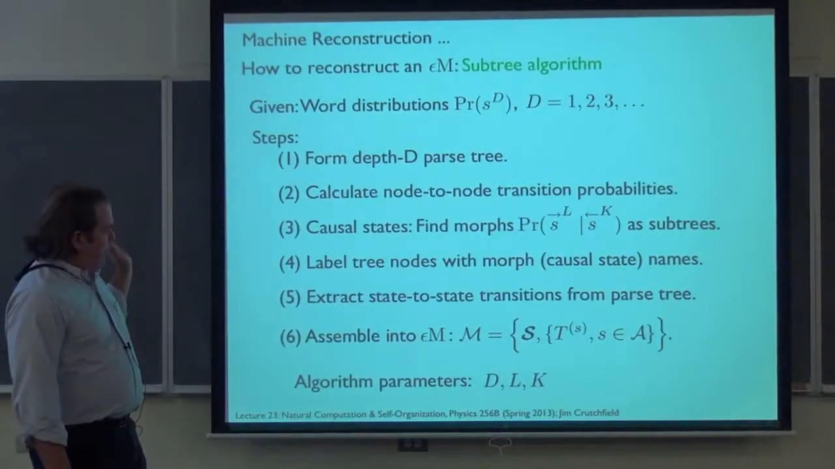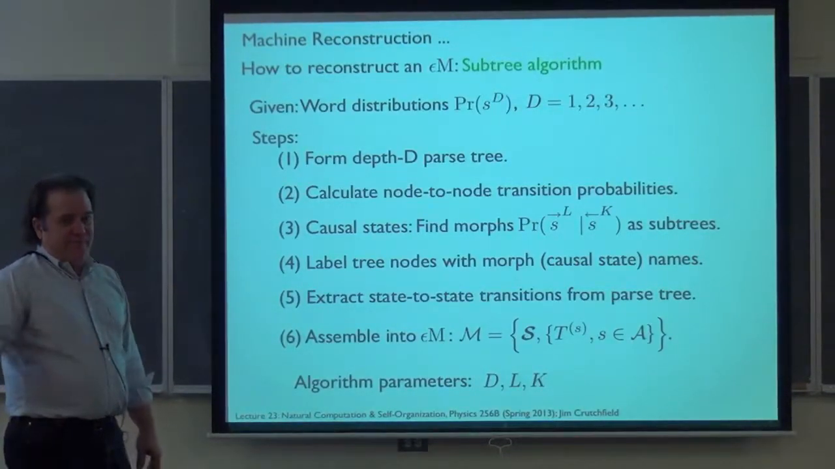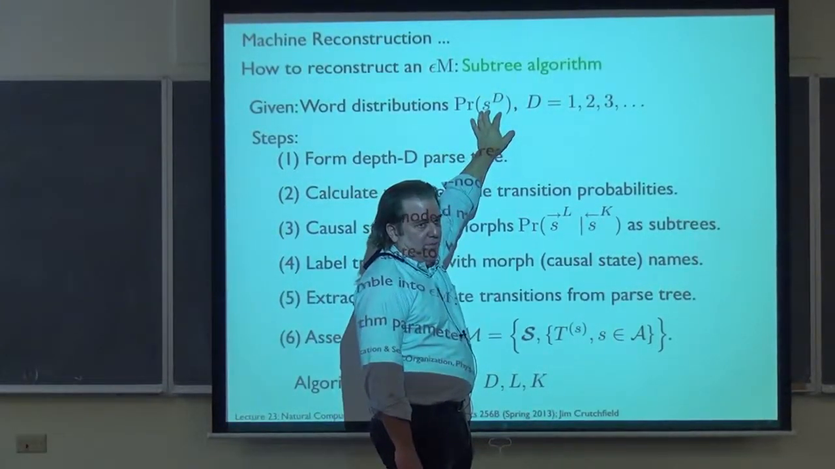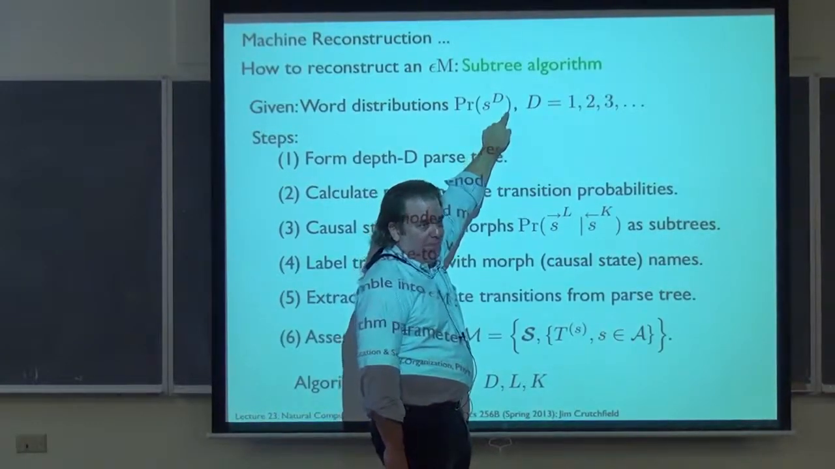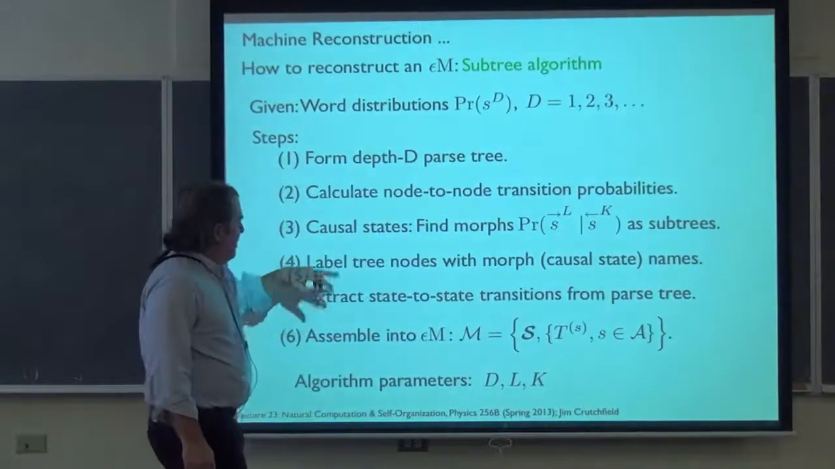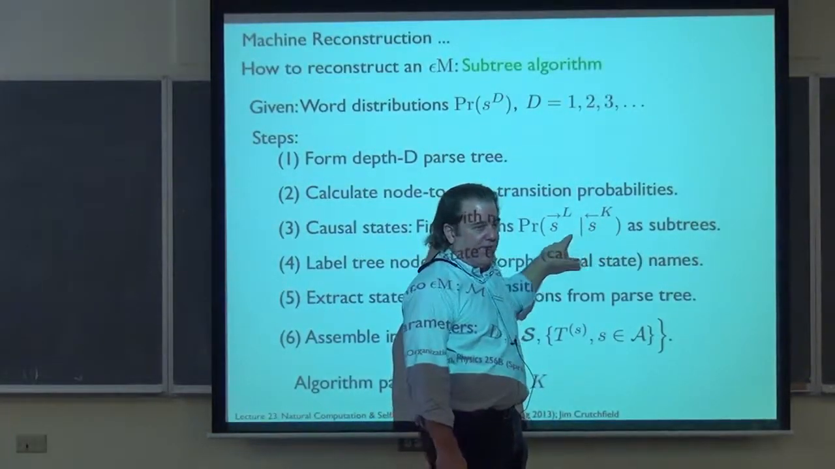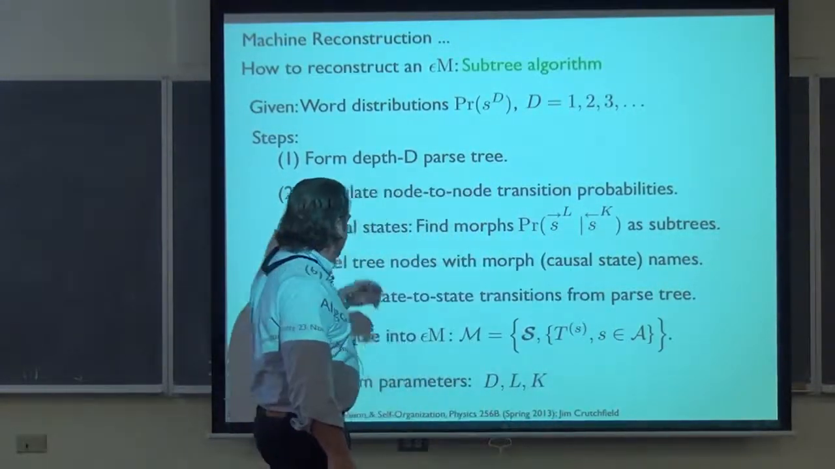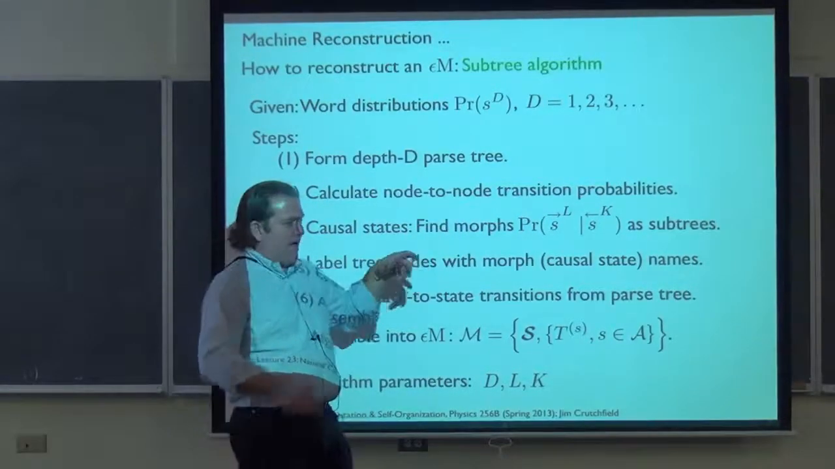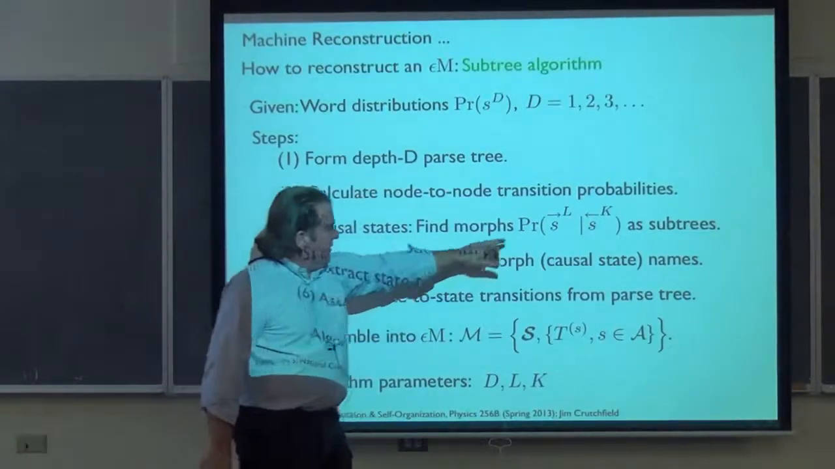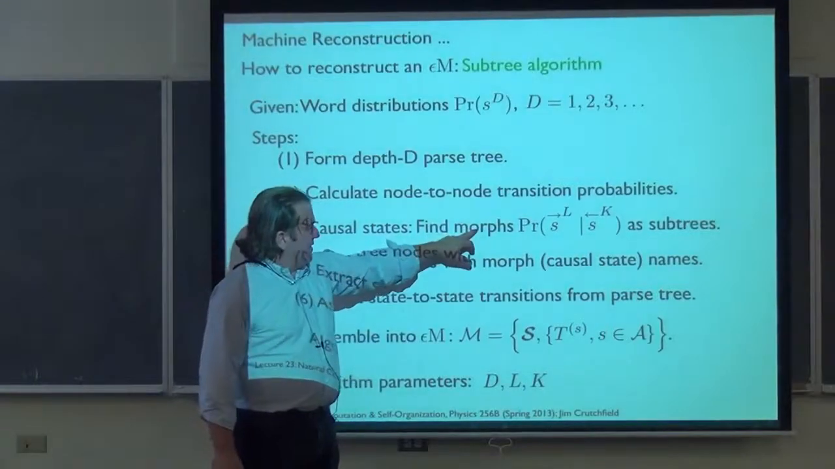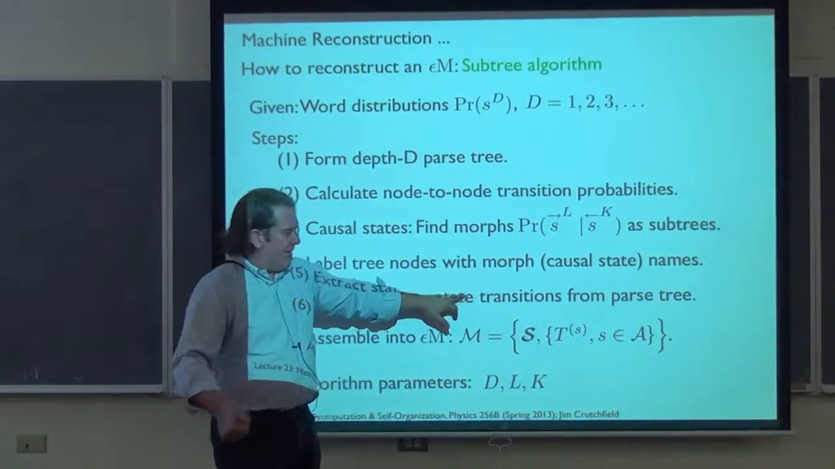So what I'll do is go over the steps, and then we'll go through some examples explicitly. Okay, we're going to start with the word distribution. This is the input to subtree merging reconstruction. You have to give me this, and it has to be accurate. We're going to assume that. So what we're going to do is form something called a parse tree. It's basically all the words of length D on a tree. Then we use that data structure to form estimates, or approximations, of the future morphs conditioned on different pasts. Once we figure out the number of distinct future morphs, those are going to be in one-to-one correspondence with the causal states. We go back and look at which nodes in this parse tree made different predictions, and basically name them. We can then get the state-to-state transitions from that, and then we're done. So the number of statistically distinct morphs gives us the causal states, and then we can go back and get the state-to-state transition structure from the tree.